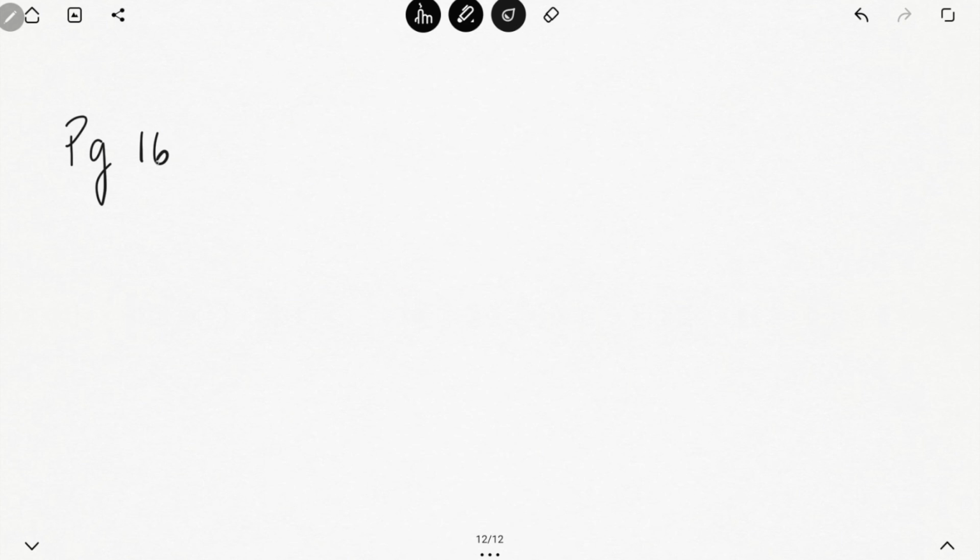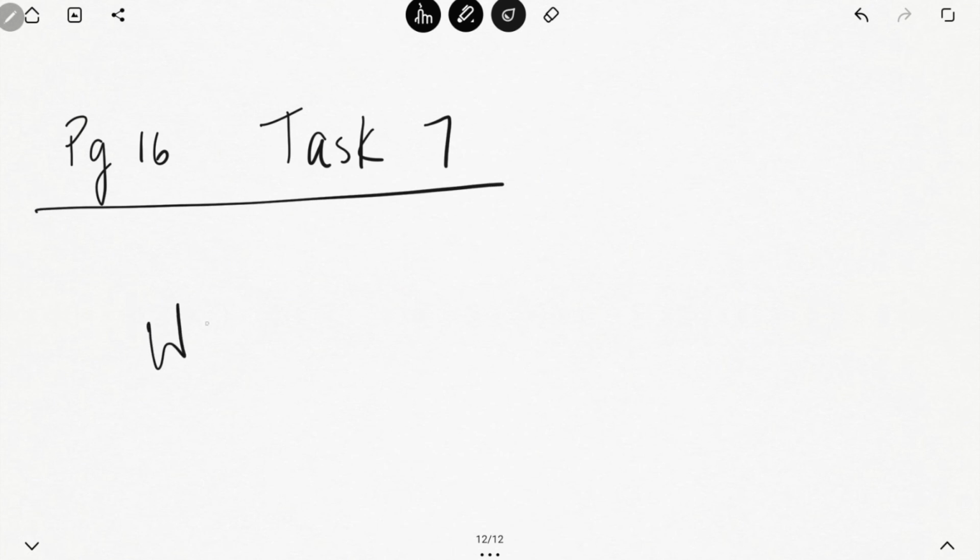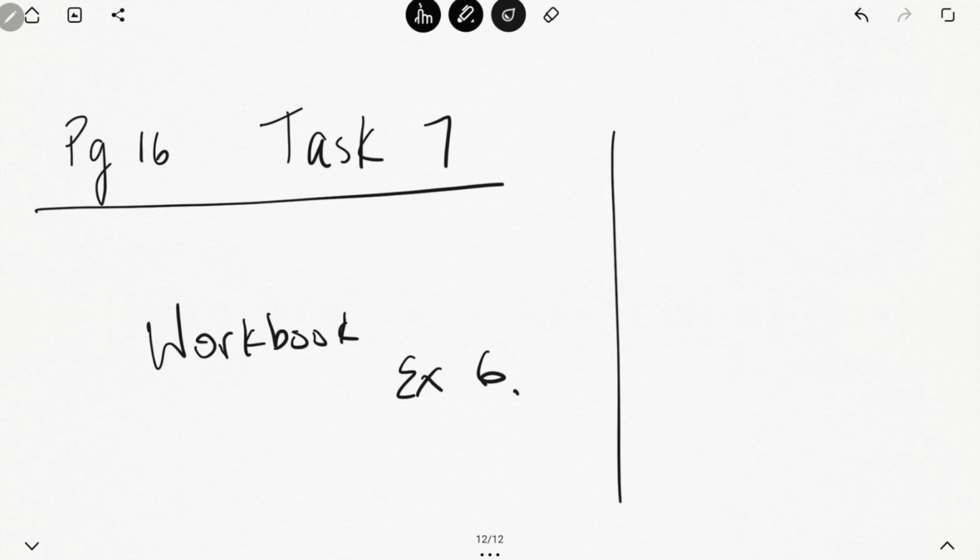So now that we've done page 16 and that's task 6, now you have to do, in the textbook, page 16, task number 7. Again, your parents should have the teacher's manual, which gives the answers for these questions, or you should be able to work it with a parent. If you can't, put a comment down below and I will put the answers in there. After you do page 16, task 7, you go to the workbook and do exercise 6. And that's it for today.